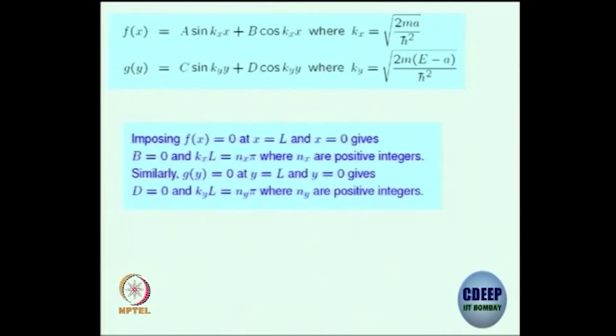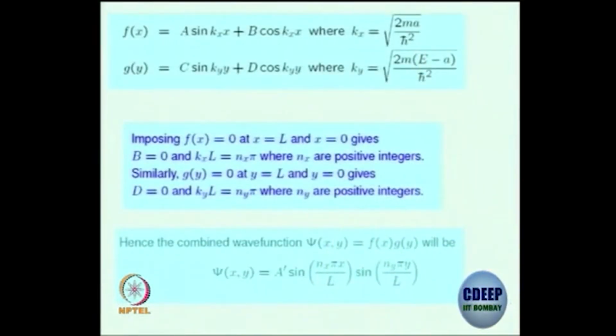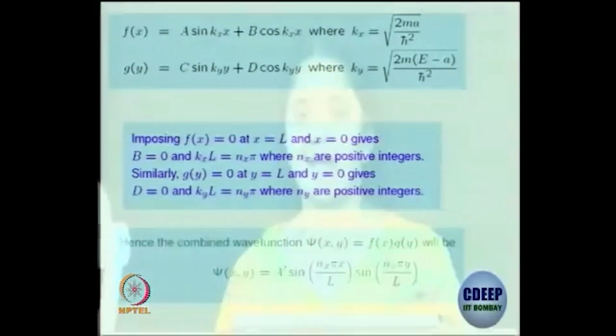Similarly, ky will be quantized and d will be 0. So the combined solution for a two-dimensional particle in a box, up to a normalization, is a product of two sine functions exactly similar, with one with nx as the integer quantum number and ny as another integer quantum number.